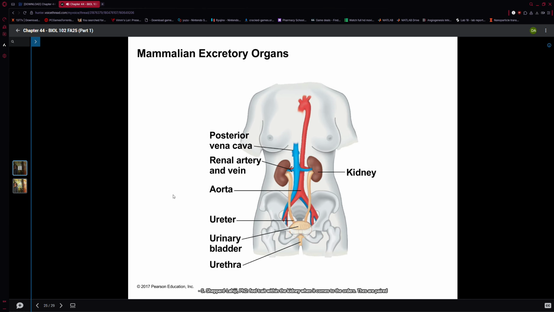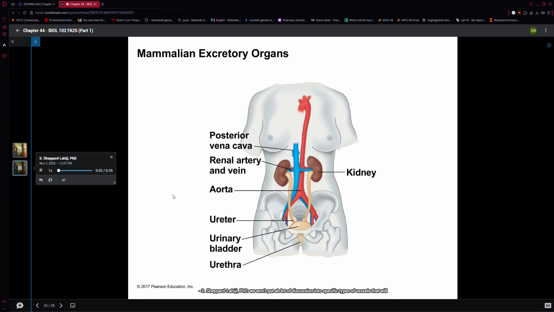The ureters are paired tubes, and these are going to be transporting urine. Once it leaves the kidney, its form will be referred to as urine rather than filtrate. So the ureters will transport urine from the kidneys to the urinary bladder, and then eventually that urine will exit out through the urethra.